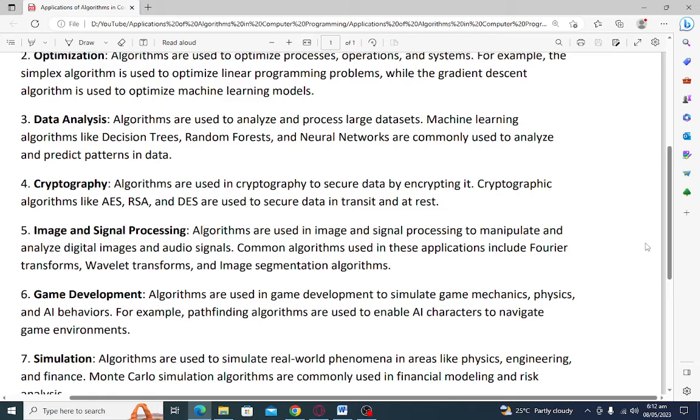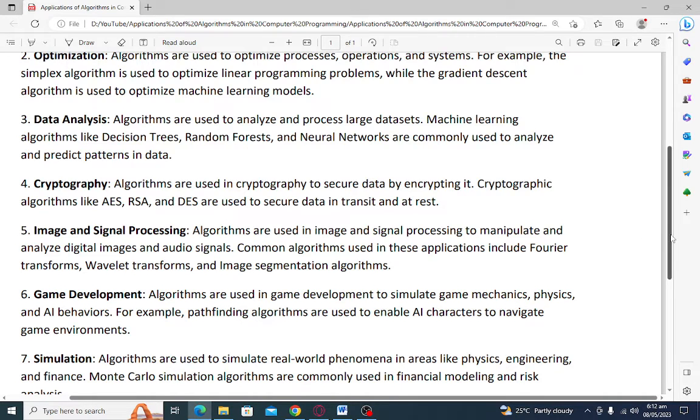Number 5. Image and signal processing. Algorithms are used in image and signal processing to manipulate and analyze digital images and audio signals. Common algorithms used in these applications include Fourier transforms, wavelet transforms, and image segmentation algorithms.